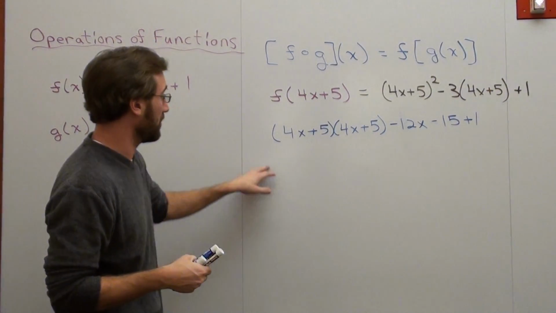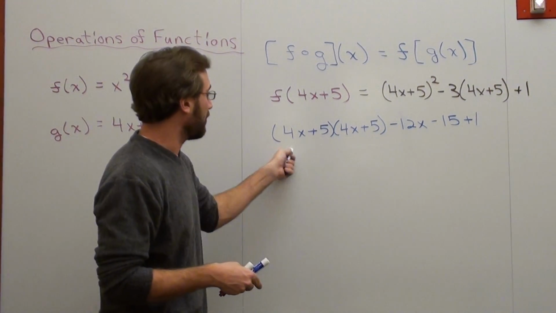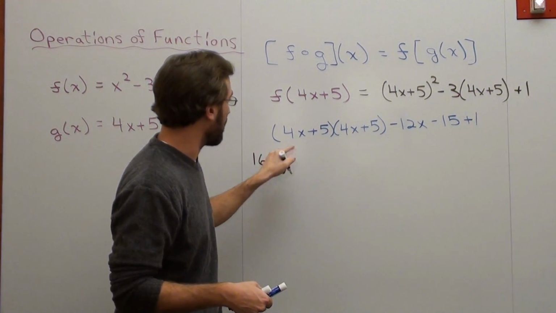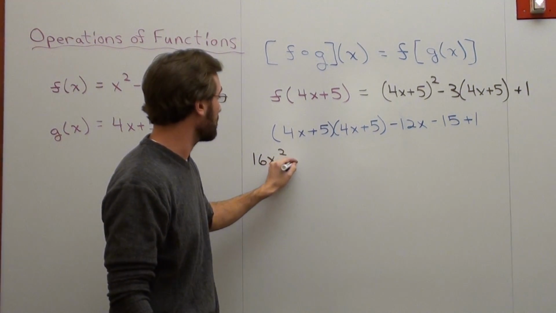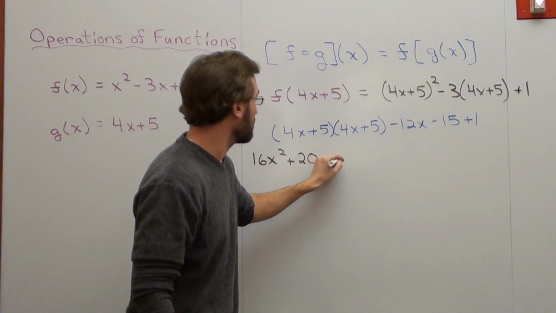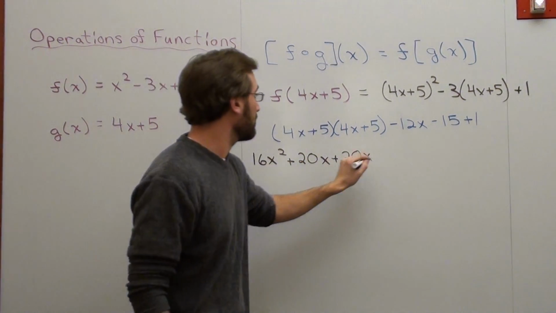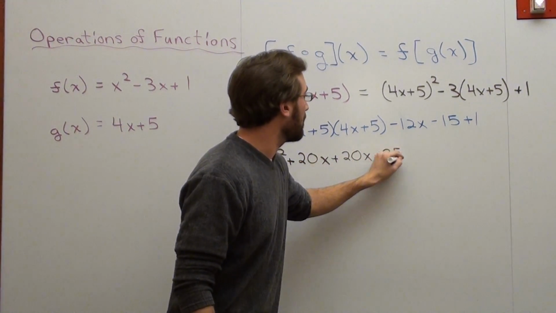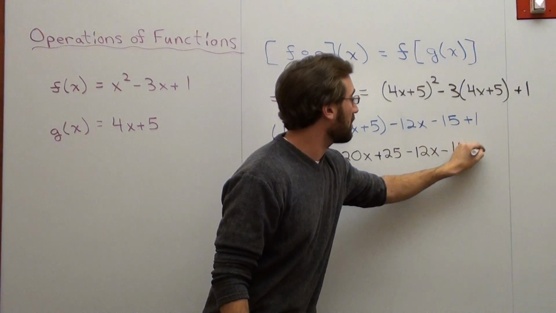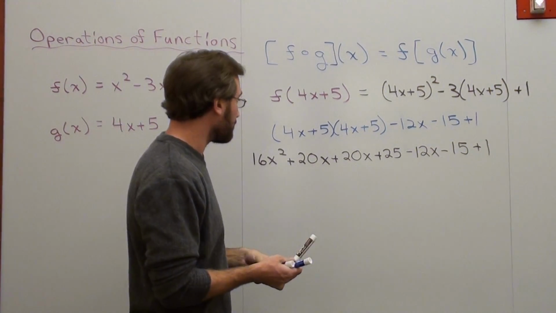Now I'm going to go ahead and distribute, double distribute or FOIL, depending on what you like to say. 4x times 4x is 16x squared. 4x times 5 is 20x. 5 times 4x is another 20x. 5 times 5 is 25. Minus 12x. Minus 15 plus 1. Now what I'm going to do is I'm going to combine like terms.